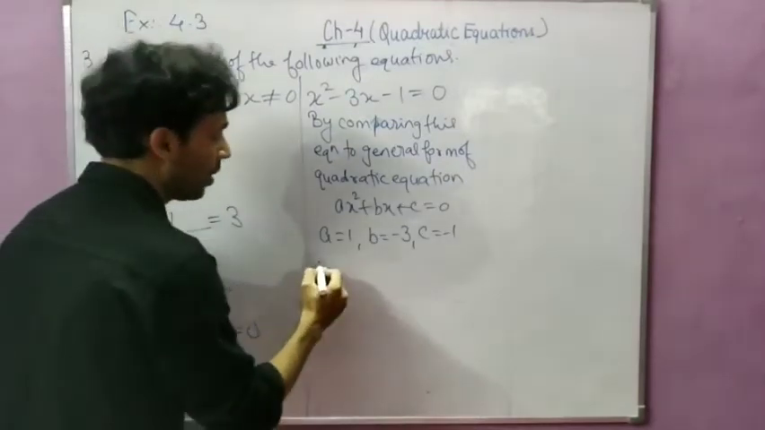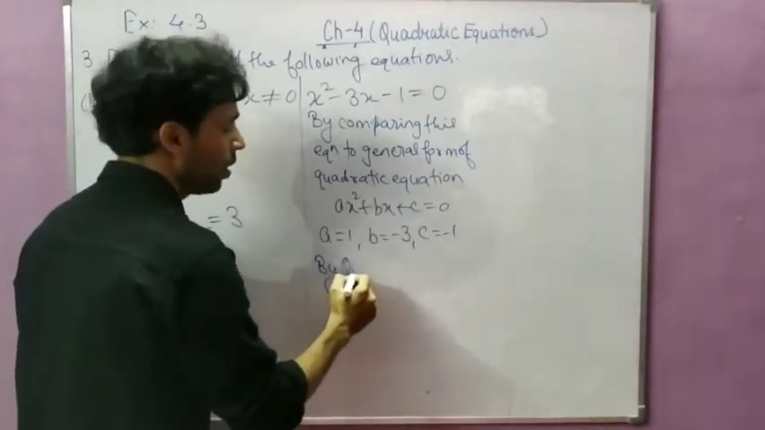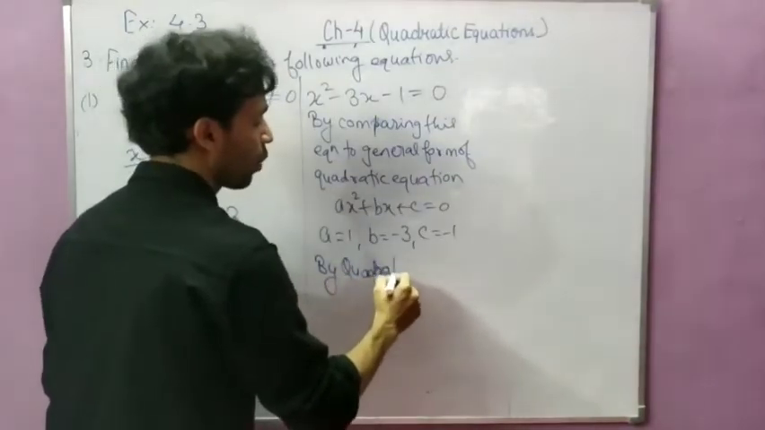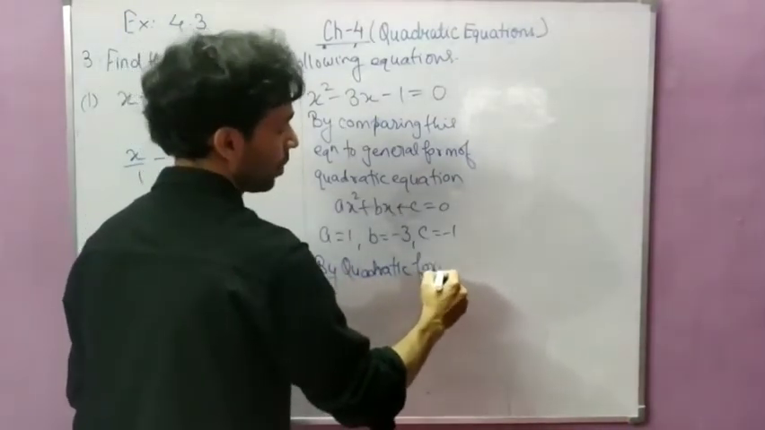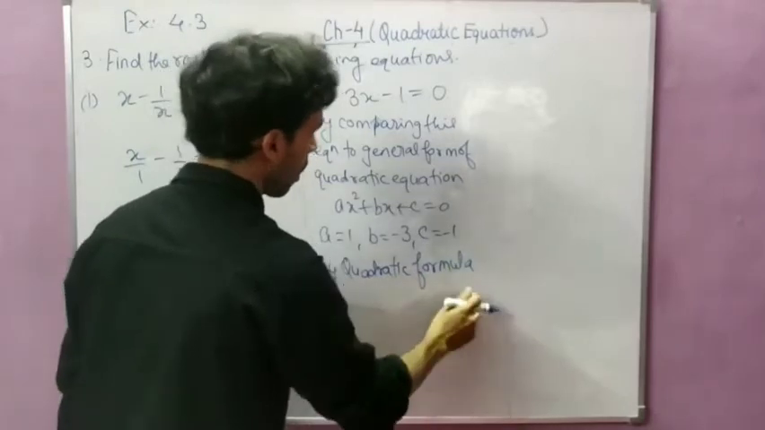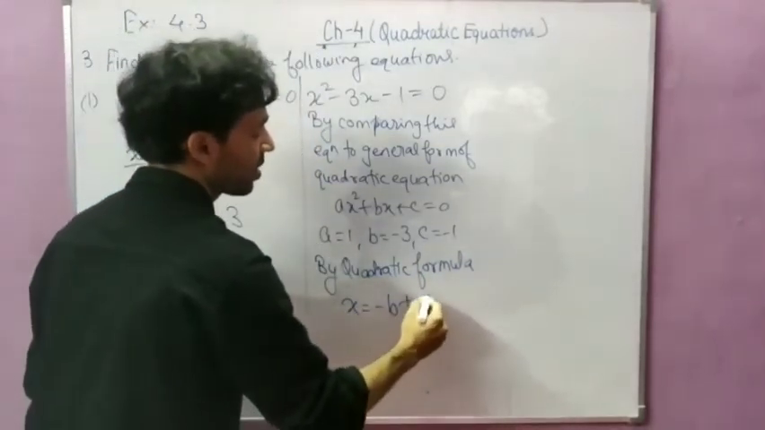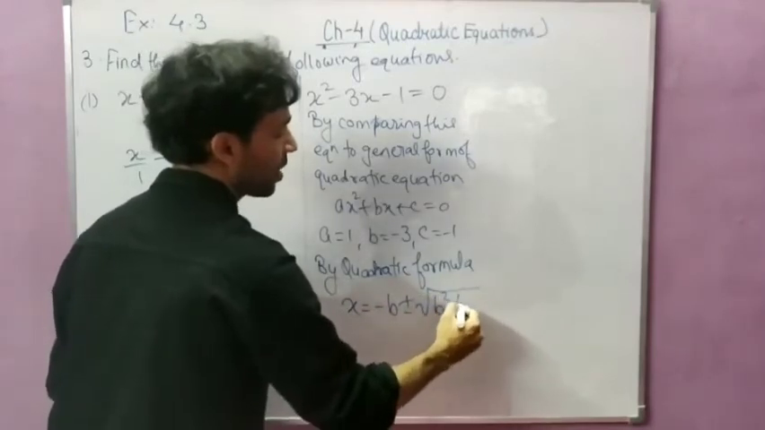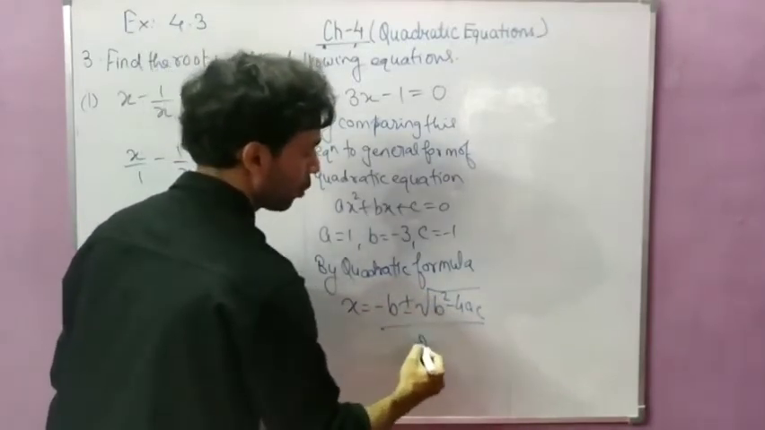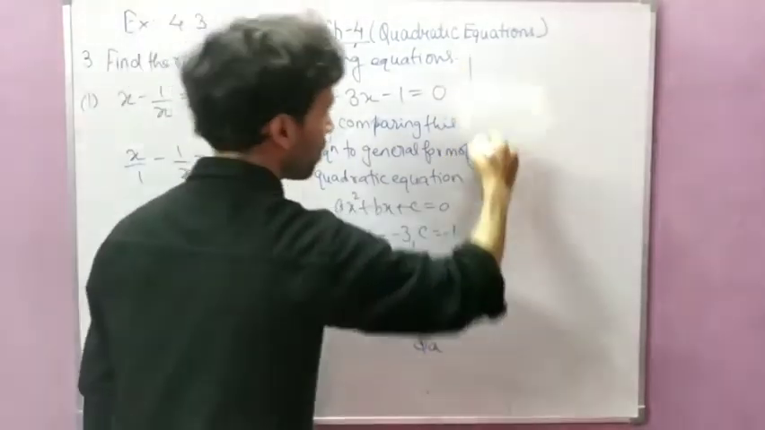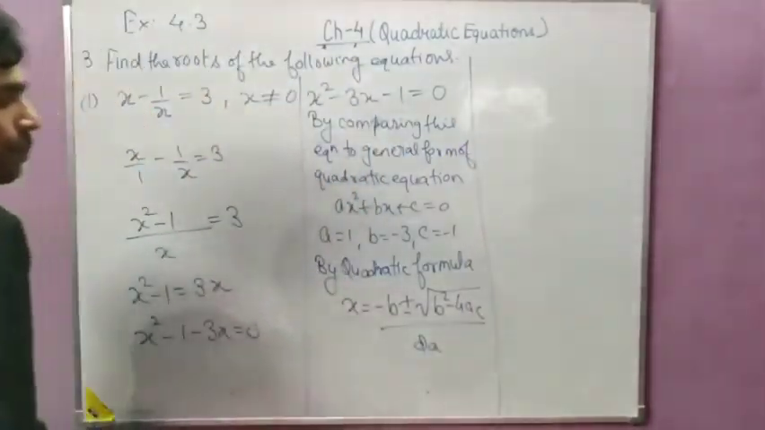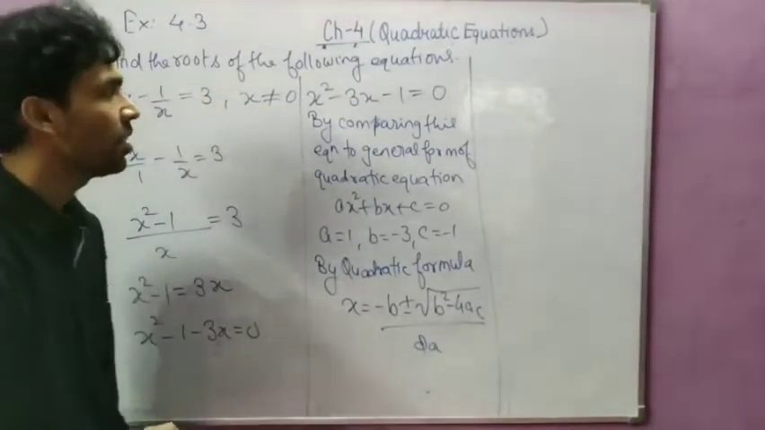Okay. So by quadratic formula, what is the quadratic formula? x equal to minus b plus minus under root b square minus 4ac upon 2a. This is the formula, student. Okay. Now put all values of a, b and c.